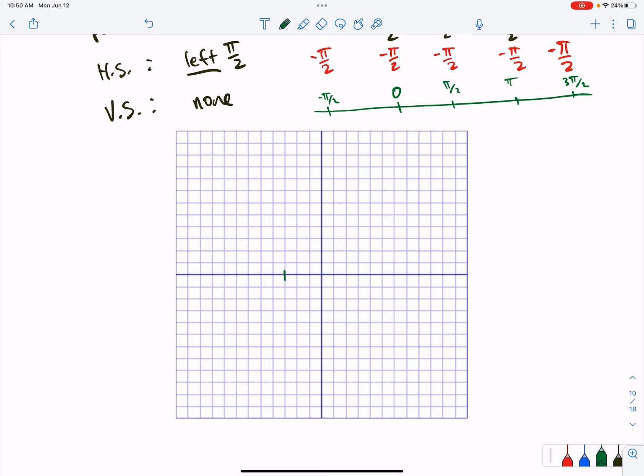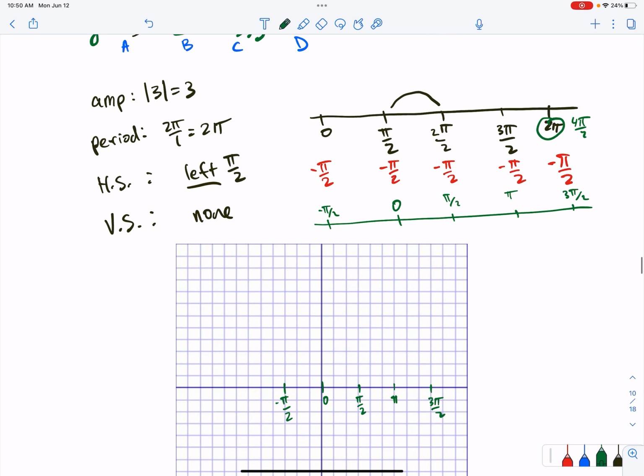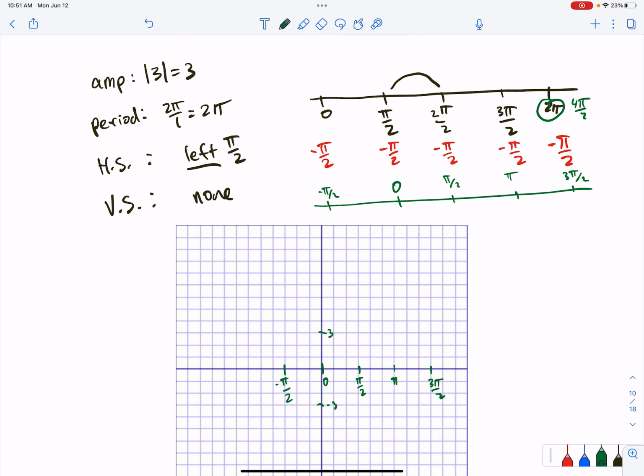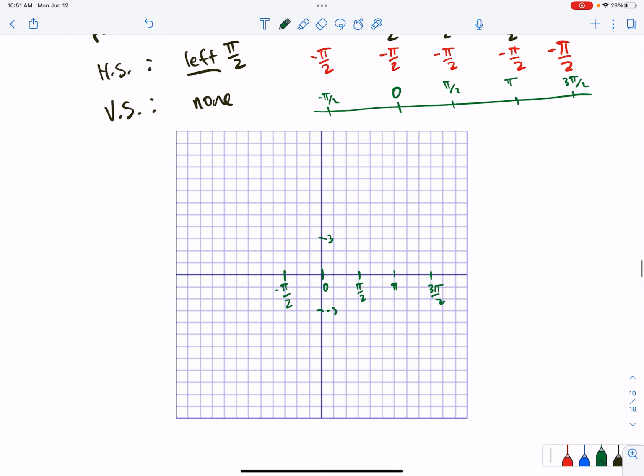I'm going to use 3 blocks here for each of these tick marks. So that's 0, pi over 2, pi, and then 3 pi over 2. Okay, make sure I have everything applied. I have an amplitude of 3. 1, 2, 3, and then down 3, so negative 3. There's no vertical shifts, so the horizontal axis isn't changing.